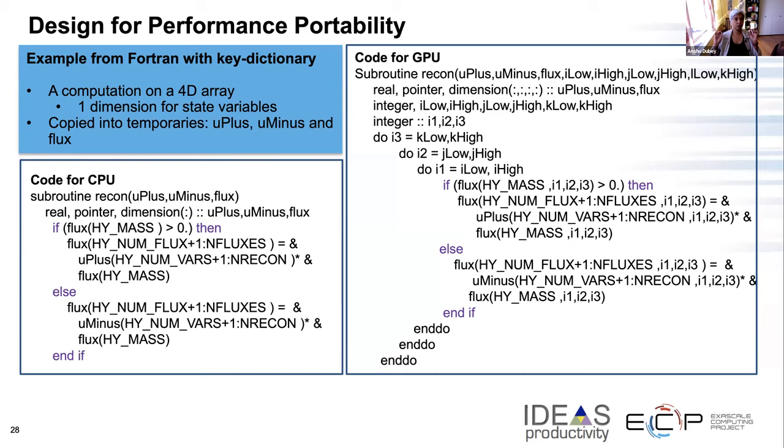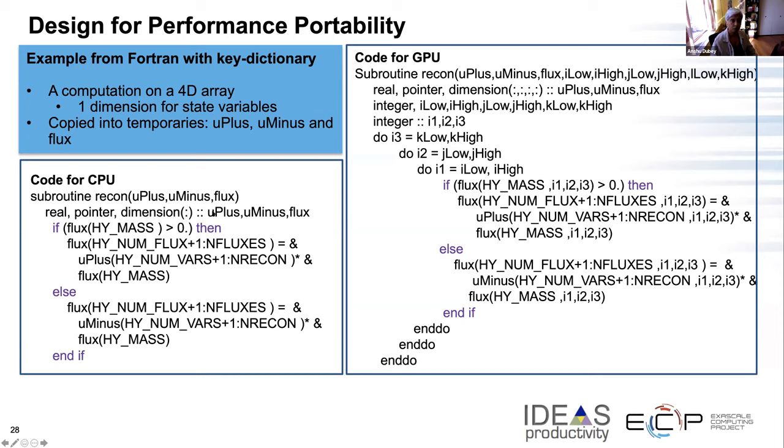So this is a Fortran example with a simple key dictionary, and the details of the calculations are unimportant. The things that I would like you to focus on are the state variables, the arrays involved, and the temporaries involved. So this is a subroutine. It has these arguments which are coming in. The first box has the code for CPU, the second box has the code for GPU. In the CPU code, the temporaries are coming in as single dimensional arrays. In the GPU code, the temporaries are coming in as four dimensional arrays.